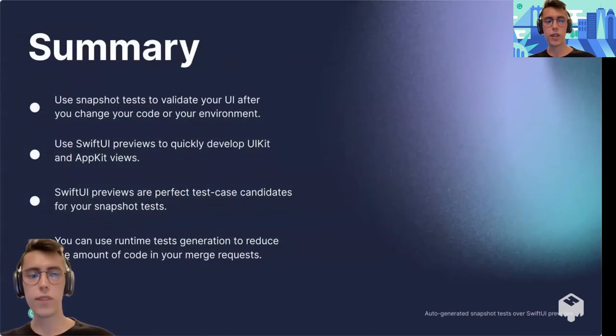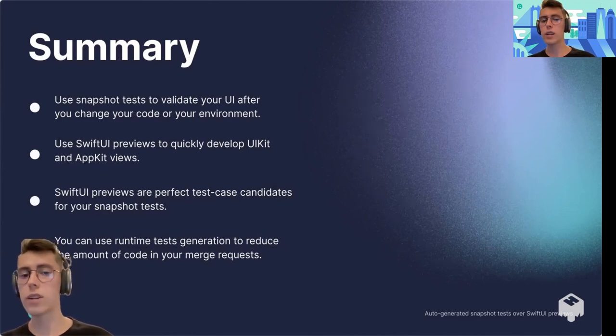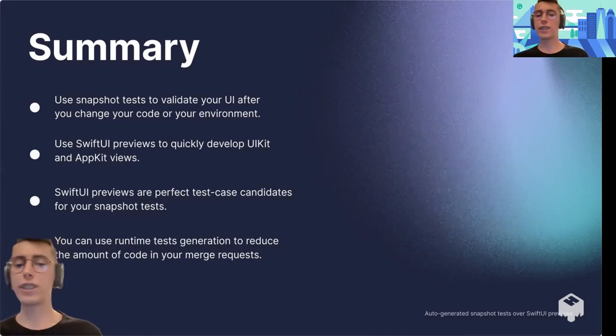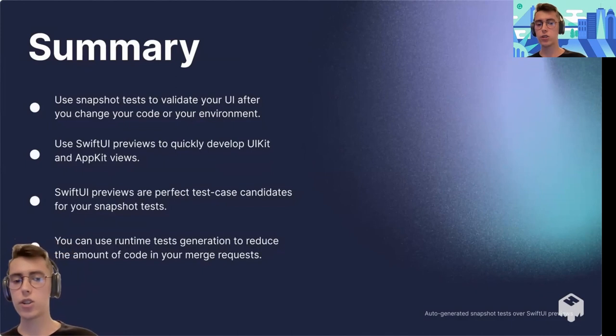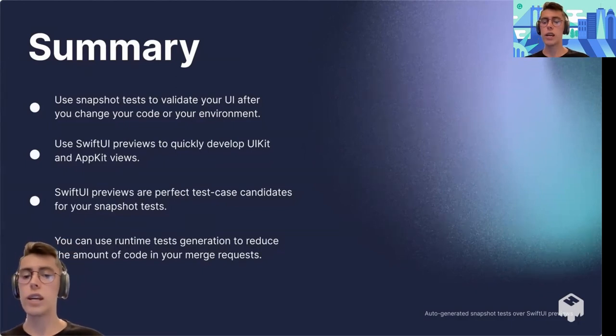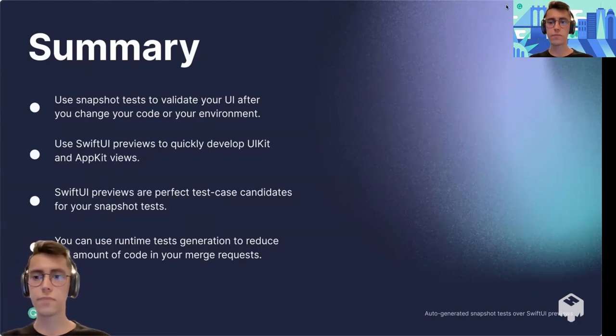Okay, so now let's jump to the summary. First of all, I suggest using snapshot tests to validate your UI, not only after your code changes or refactorings, but also when your environment may change. I'd suggest using SwiftUI previews to quickly develop both UIKit and AppKit views. As you have seen, SwiftUI previews are absolutely perfect test case candidates for your snapshot tests, and you can use runtime test generation to reduce the amount of code in your merge request.